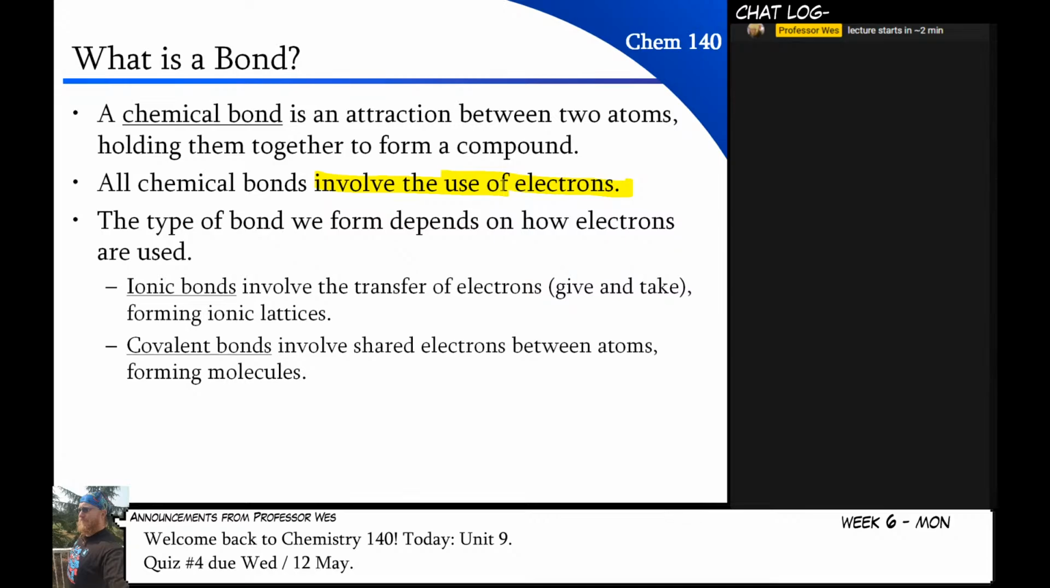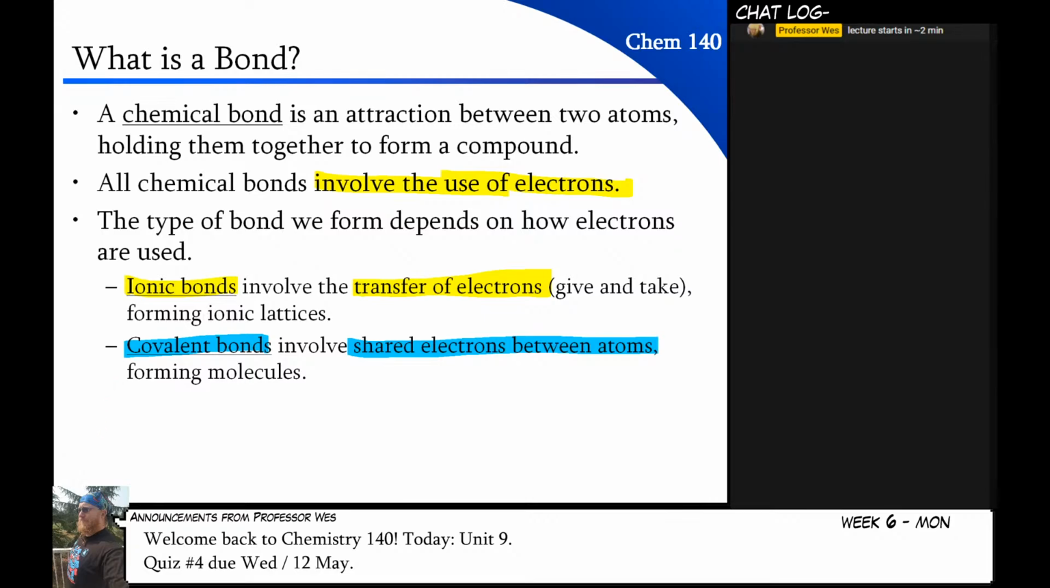So the first bonding is ionic bonding. Ionic bonding involves the transfer of electrons from one atom to another. Doing that forms a charged lattice. In other words, what ends up happening is that if I give away electrons, I make a positive charge. If I accept electrons, I get a negative charge. And then those positive and negatives attract to each other. So those are ionic bonds. That's going to be Unit 9. Unit 10 is going to involve covalent bonds. And the difference between us transferring electrons here is that we're going to instead pool them together and share them.